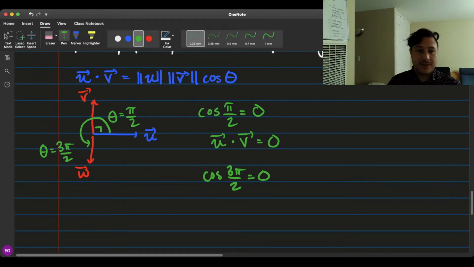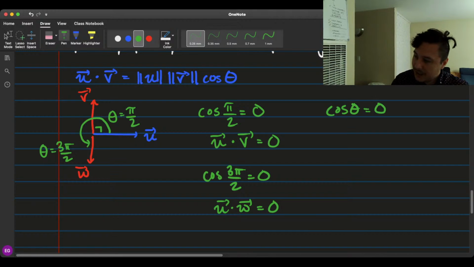Oh, I wrote 0. I didn't even give it, I just wrote it. So I guess the better question now is, what does U dotted with W then have to be? 0. Cool. Are there any other values that you can plug into cosine and get 0? Other than these? Oh, yeah, pi over 2 itself. Okay, cool.